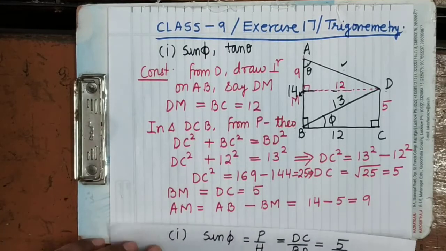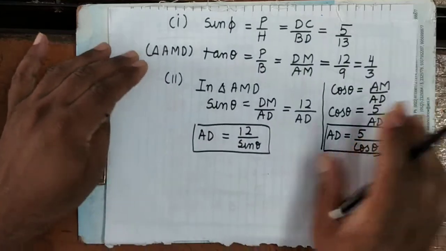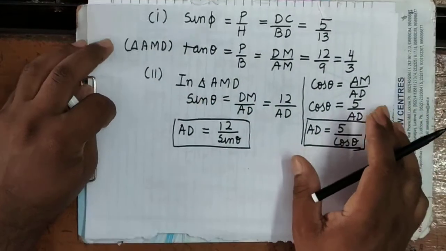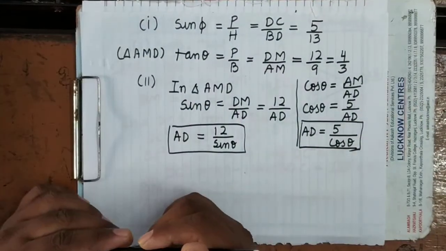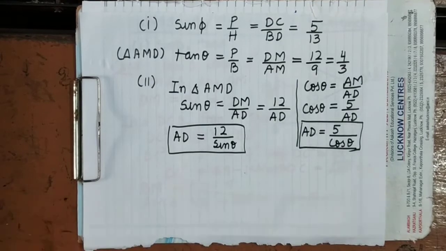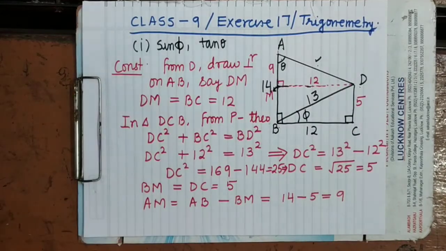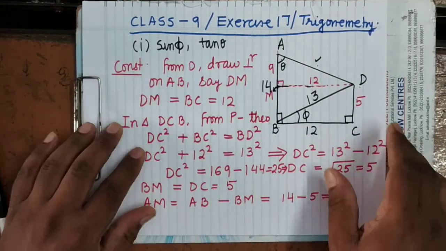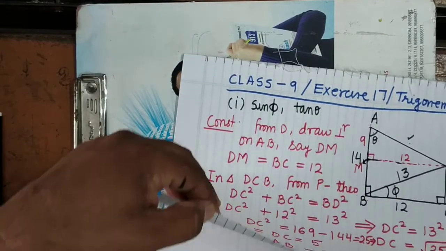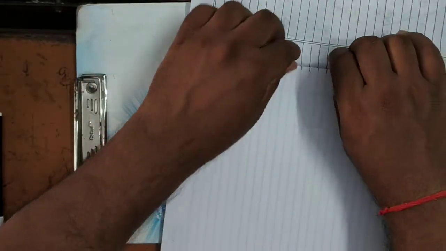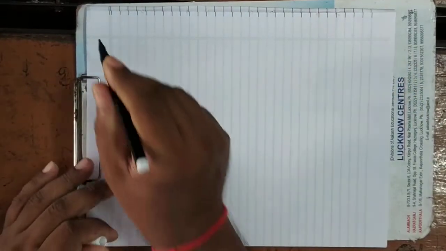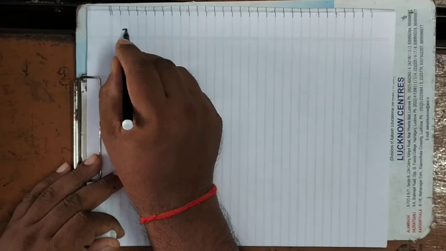Now, we will take other questions. Question number 31, which is a proving question. It's clear?